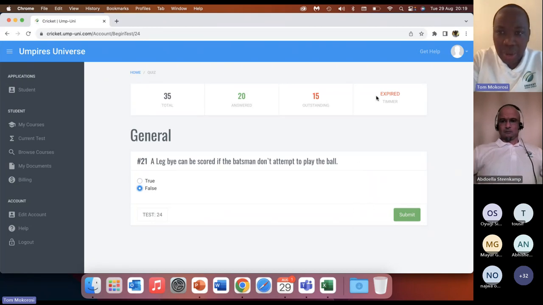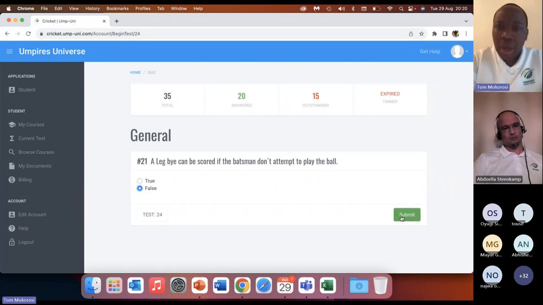So let's see what happens when we submit an answer after our time has expired. Remember that in the level one exam, you've got 90 minutes to answer 69 questions. And please make sure that your internet connection is good so that it takes as little time as possible between answers after you submit. The reason that it does take some time when you click on submit is because the answer is being marked as you click on submit.